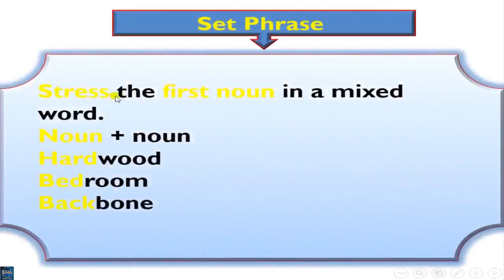Set phrase. Stress the first noun in a mixed word. What's a mixed word? A mixed word is a word that is made of two words, of two nouns. Example, noun plus noun: hardwood, bedroom, backbone. Again, hardwood, bedroom, backbone. So if I have a mixed noun, a noun which is made of two nouns, we stress the first noun. Repeat after me.